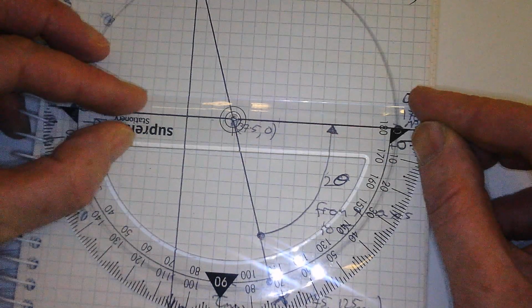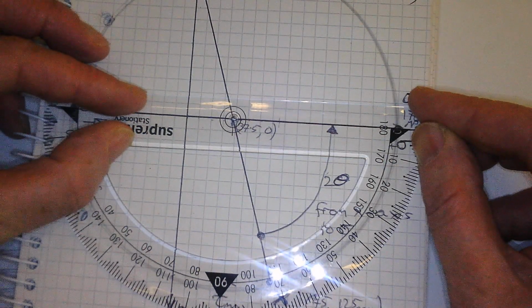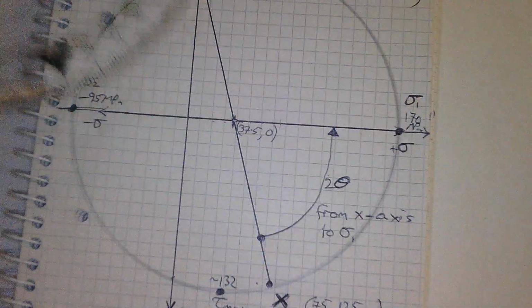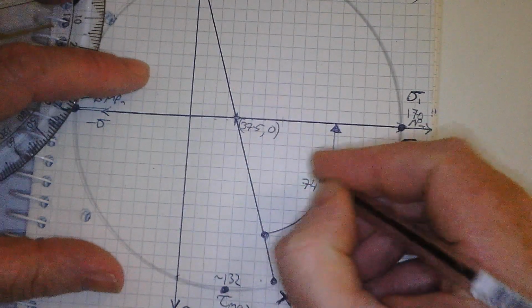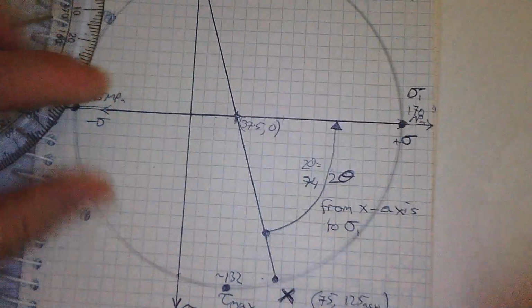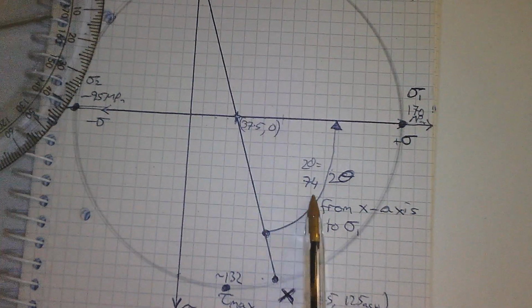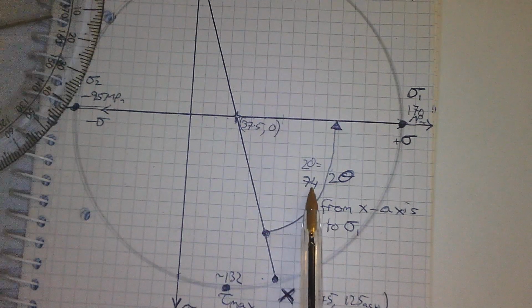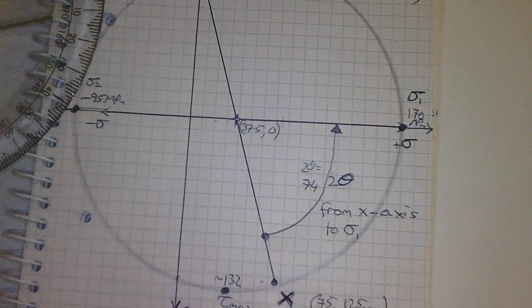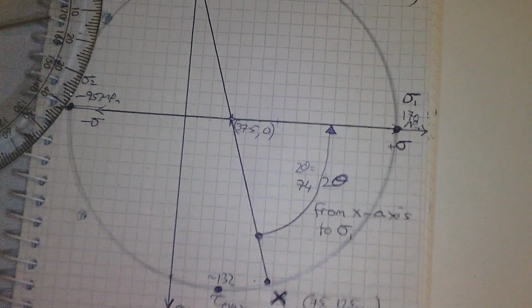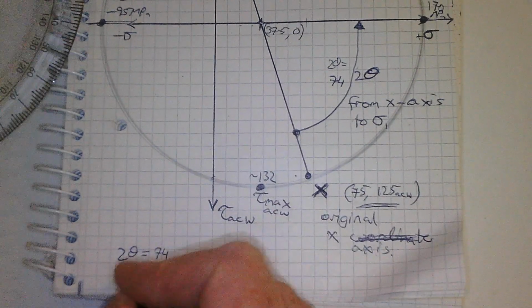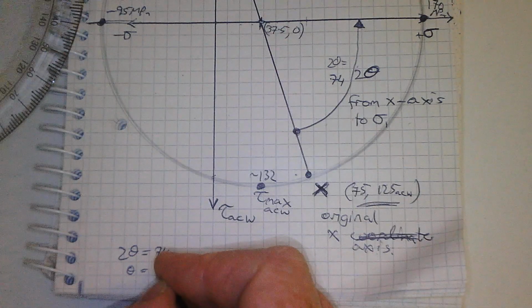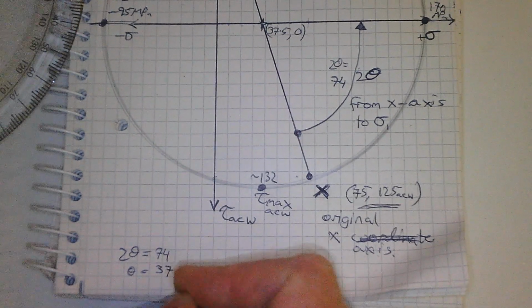So that is about 73, 74 degrees, something like that. So I'll just write down 74 here. So 2 theta is 74 degrees. So in the real world then, half of 74 would be 37. So I'll just maybe write it down here. 2 theta is equal to 74. So theta is about 37 degrees.